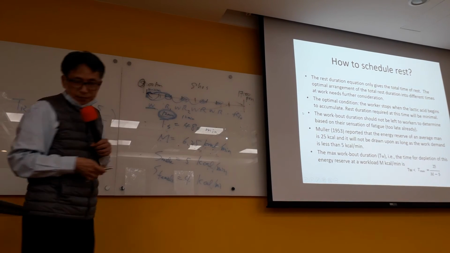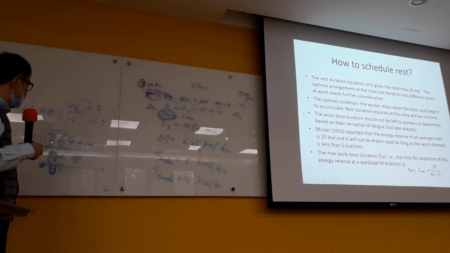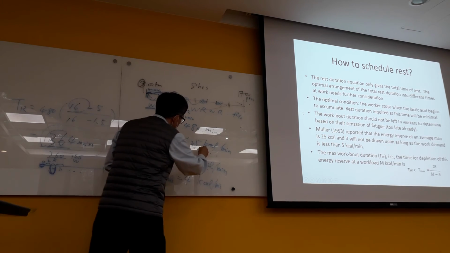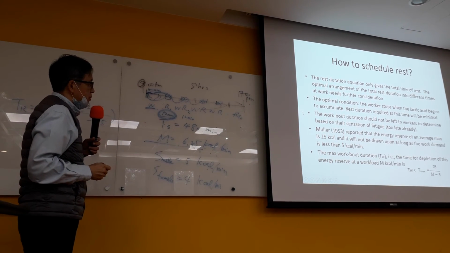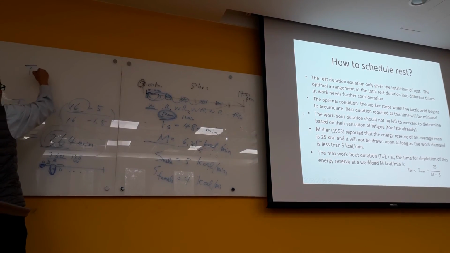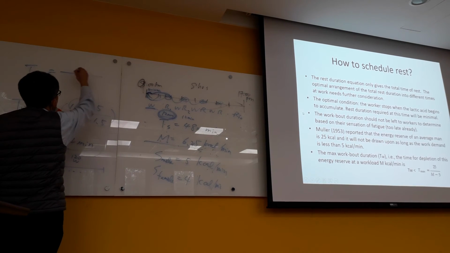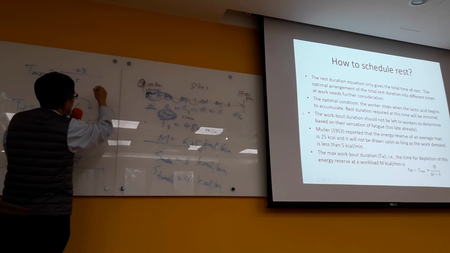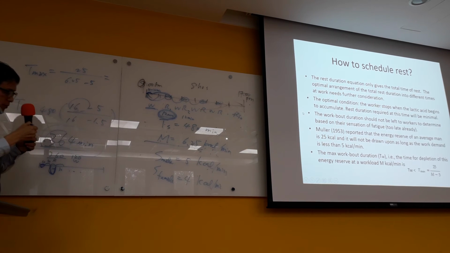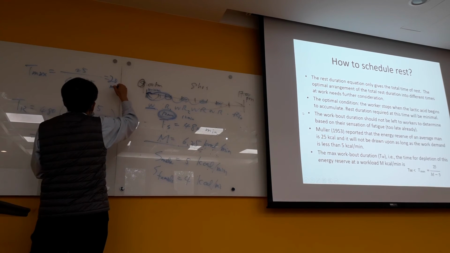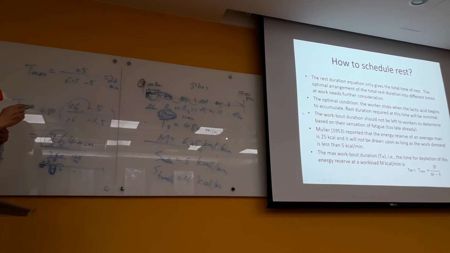Okay, so in this case, let me show you how to do this. M is our M, which is this here. So M is 6.25. So T max is 25 divided by 6.25 minus 5. So what is the T max? 20. Okay, so is that right? 20.